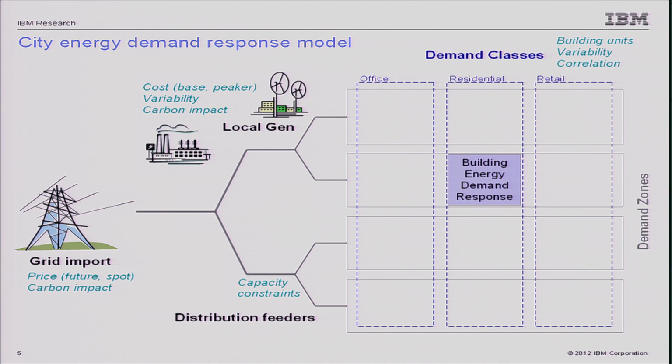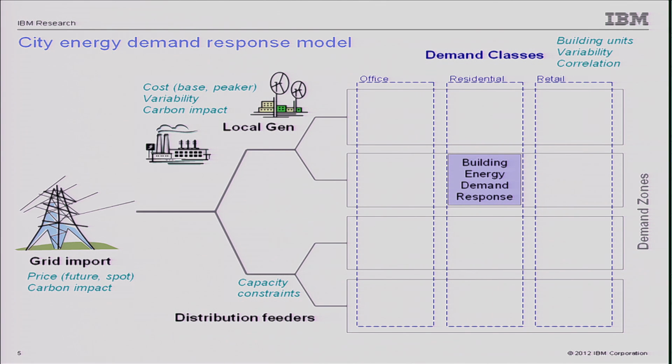If we had such a picture of buildings, what might that do in terms of thinking about cities? This particular slide shows a picture of a distribution feeder network for a city. Typically, for each street, which is shown along the rows, you might have different demand classes in terms of either residential or commercial.